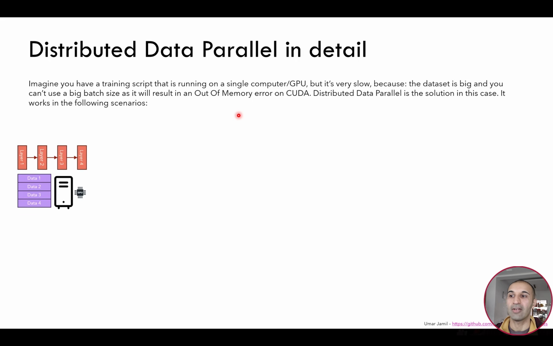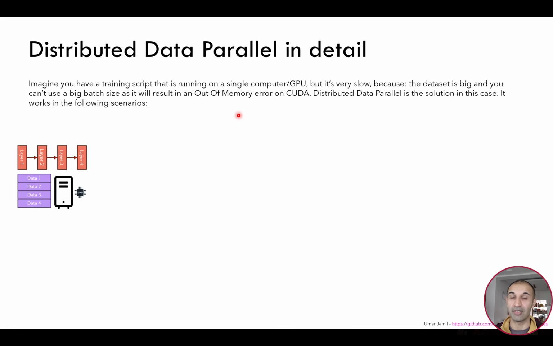Okay, distributed data parallel training. So imagine you have a training script that is running on a single computer, but it's very slow because the dataset is very big and you can't use a bigger batch size because it will result in an out-of-memory error on CUDA. Distributed data parallel is the solution in this case.